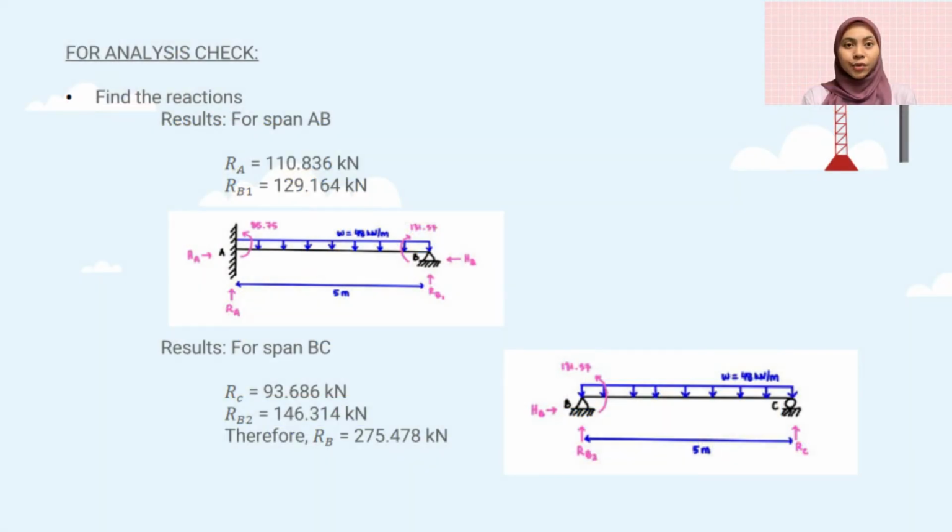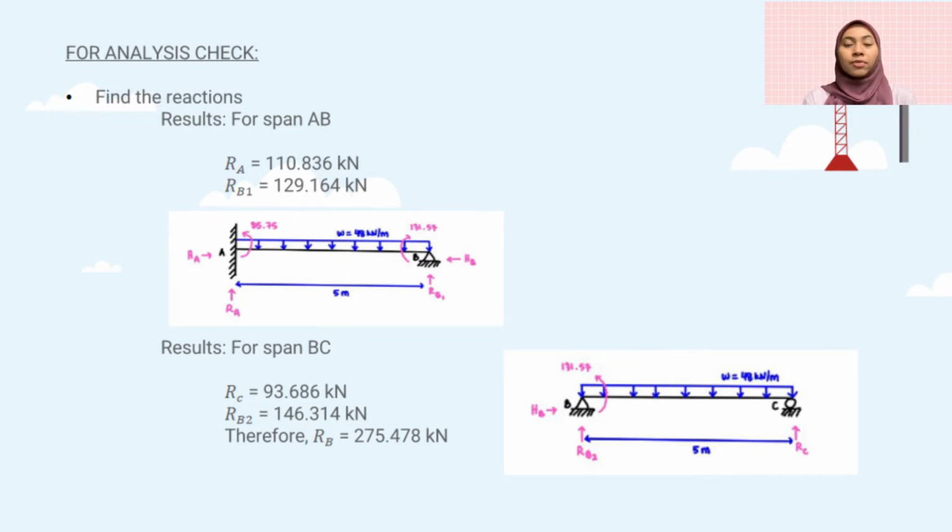To calculate the reaction, we need to calculate by span, which starts with span AB and is followed by span BC. For example, in calculating reaction in span AB, the reaction that acts on the beam is design load of 48 kN per meter, final moment at AB and BA which is 85.75 kN meter and 131.57 kN meter.